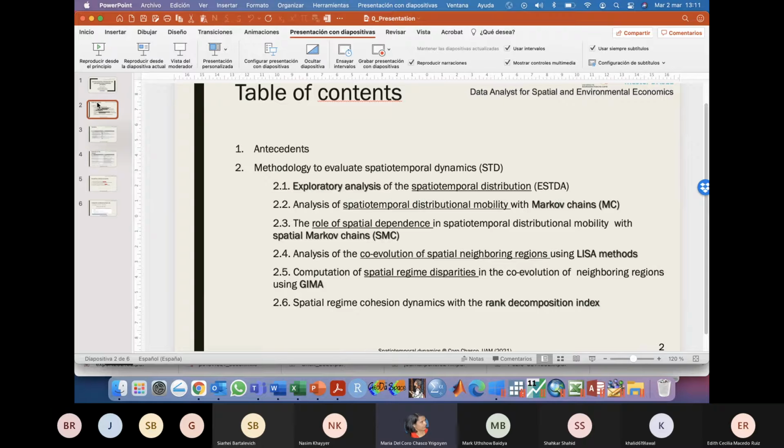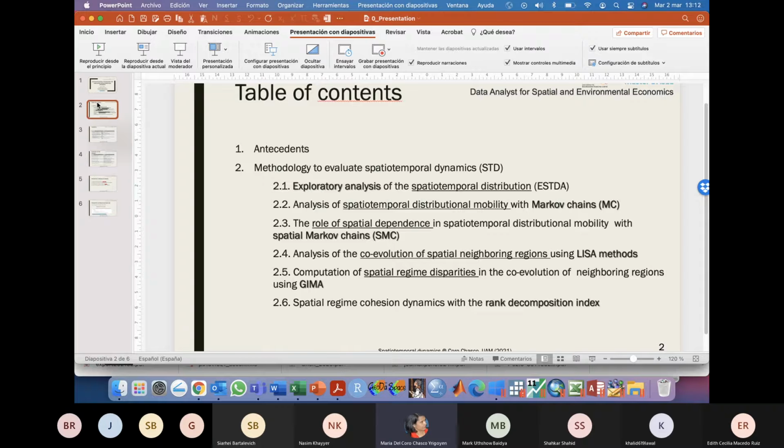In the second session, I will give an overview of a specific methodology to evaluate spatio-temporal dynamics in socioeconomic phenomena. It consists of 6 techniques which, used jointly, have proved very efficient. The first of these steps contains exploratory spatiotemporal data analysis, the acronym is ESDA. We want to explore the space-time dynamics of a panel data distribution.